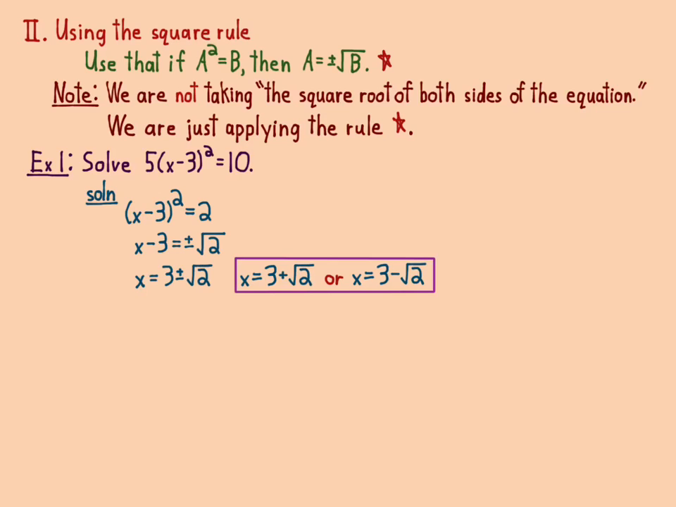And in Hawkes, they like you to write these separately. x equals 3 plus square root of 2 in one blank, and x equals 3 minus square root of 2 in the other.